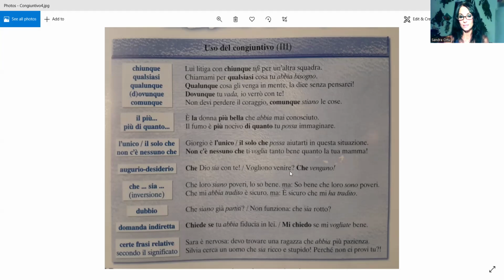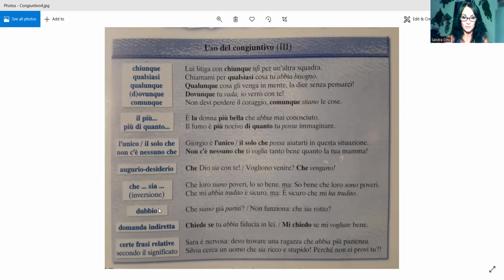However, can you see that you only need subjunctive if you use this word order, this construction? In fact, here you have ma. However, if you change the order, which is good news, you can avoid the subjunctive. So, bene che loro sono poveri. I know very well that they are poor. In fact, here you have inversion. So you have a word order which is different from, let's say, the straightforward word order.